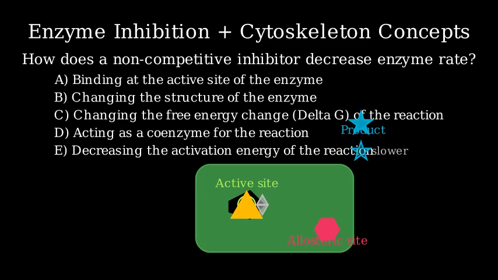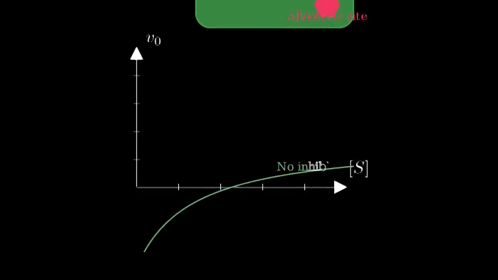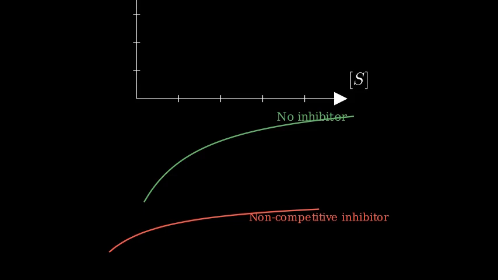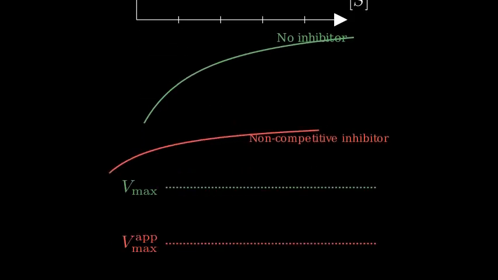Let's see this on a Michaelis-Menten plot of initial velocity versus substrate concentration. With no inhibitor, the curve approaches a higher Vmax. With a non-competitive inhibitor, the maximal rate is lower, but Km, the substrate level at half Vmax, stays the same. First, the baseline curve without inhibitor. Now, the curve with inhibitor. We draw the original Vmax and the reduced Vmax, and we mark Km at the same substrate value for both cases.